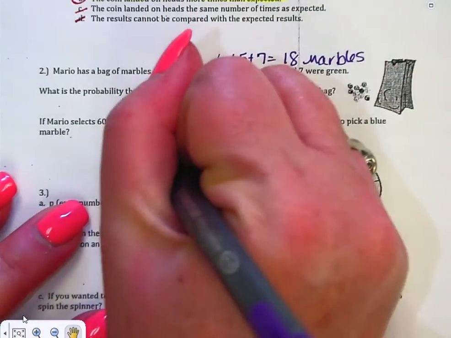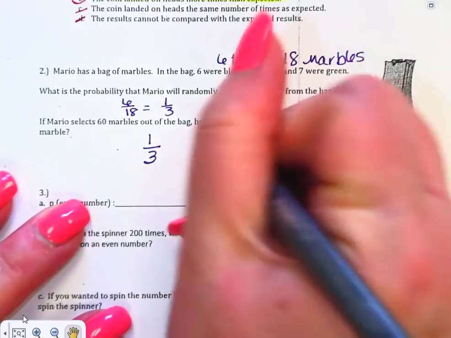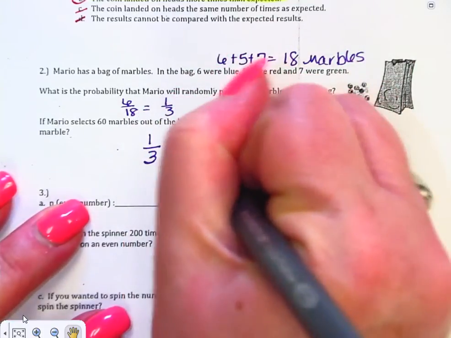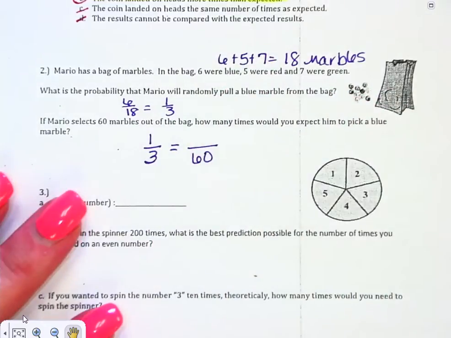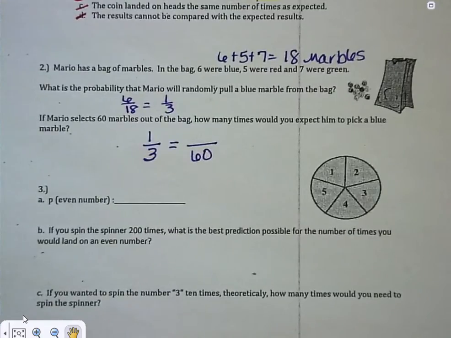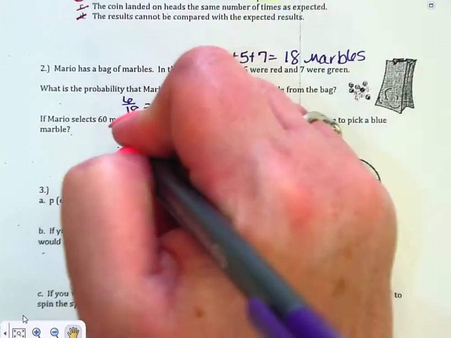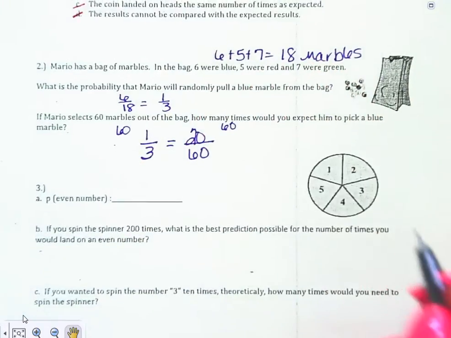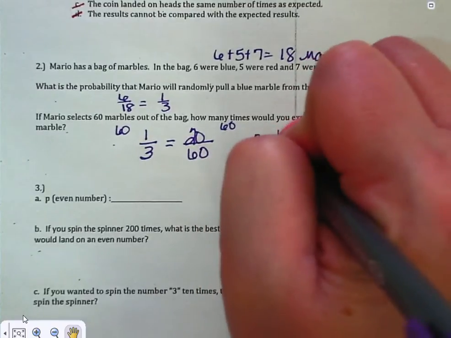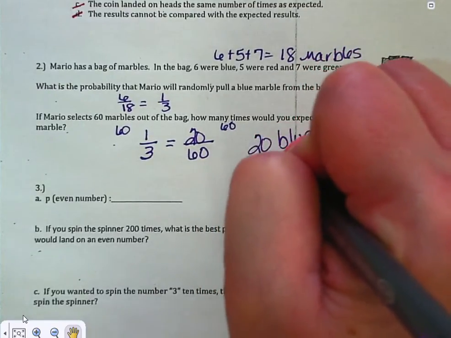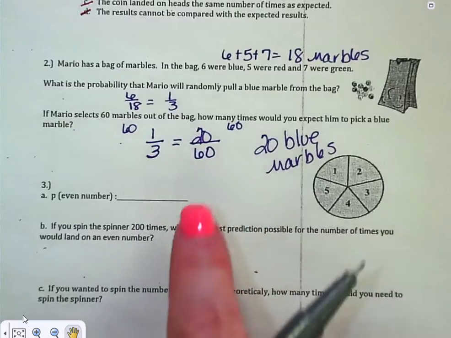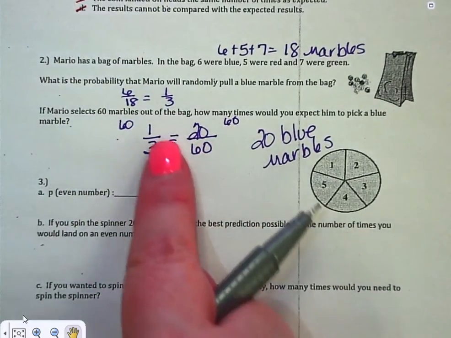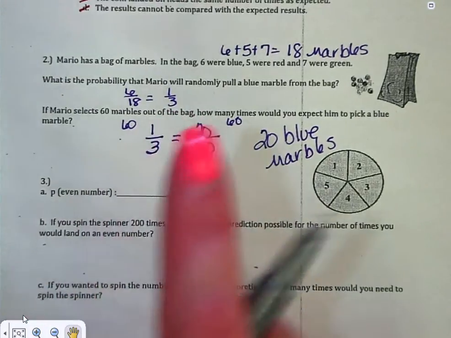So if we know 1/3 of them are blue, then we could say if he chooses 60 times, how many of those times should he choose a blue marble? What's the math we do here? Cross multiply. 1 times 60 is 60. 60 divided by 3 is 20. So we would predict 20 blue marbles. And this is one of the areas that we didn't do so well on that last test, that prediction. So we're still working on that in this unit.